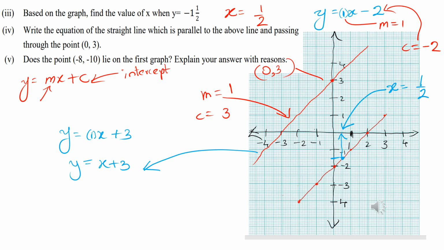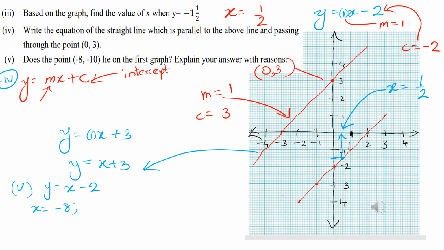Right, so this is part 4. Does the point (-8, -10) lie on the first graph? Explain your answer with reason. If it lies on the first graph, it should satisfy the equation. So let's check it. y equals x minus 2. We take x equal to minus 8, then y has to be minus 10. If it is not, that means the point (-8, -10) does not lie on the graph.